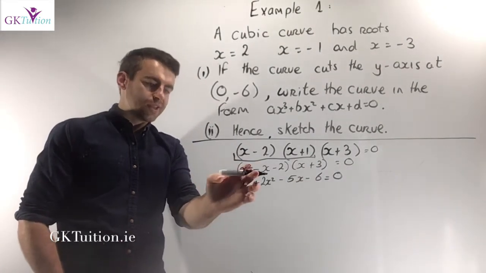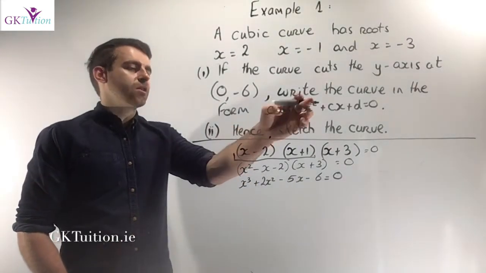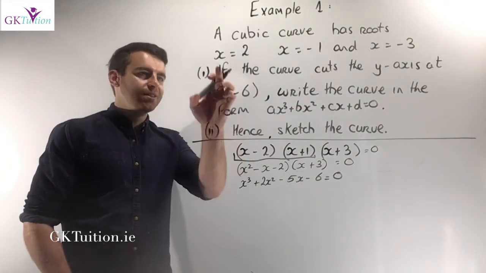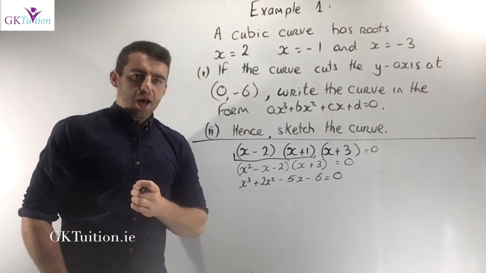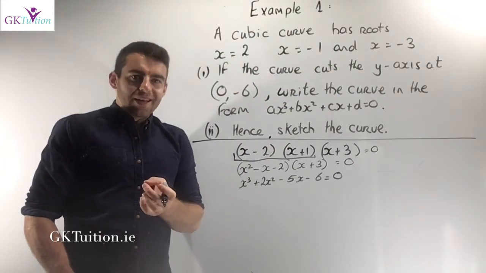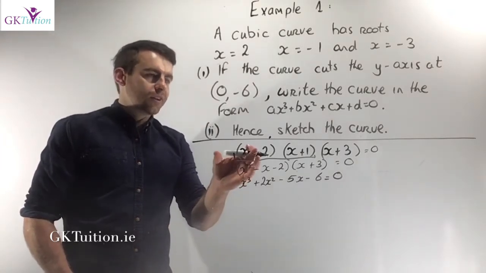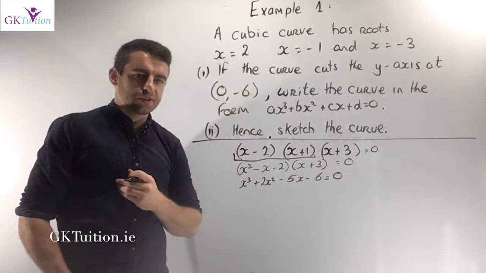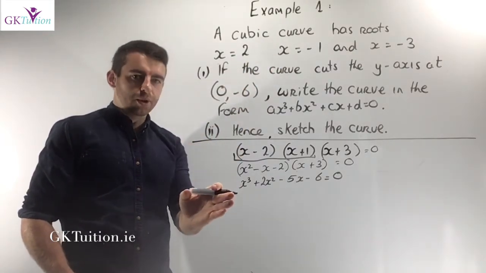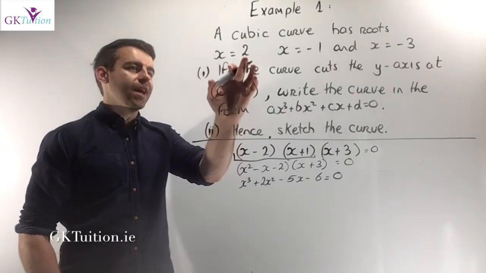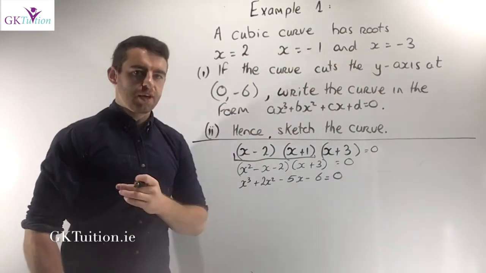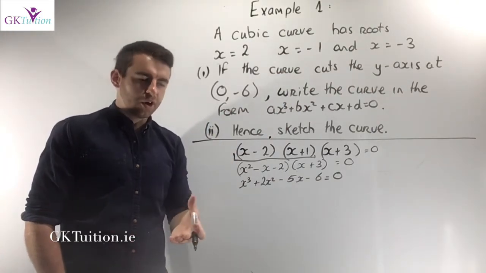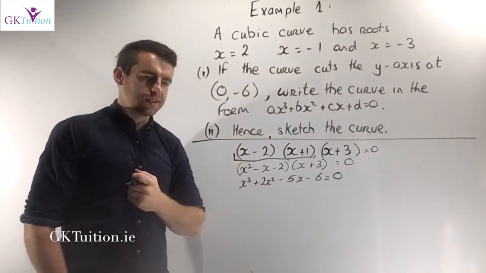This is a cubic because it's an x to the power of 3. It's in the form ax cubed plus bx squared plus cx plus d. And this is an example of a cubic that has these three roots. However, the problem is there are an infinite number of cubics that I could draw that have these three roots. There's millions, there's an infinite number of them that would have these three roots. This is simply one example of a cubic that crosses the x-axis at 2, minus 1 and minus 3. When we sketch the curve in a moment, we're going to explore all the different curves that could cross the x-axis in these three places.